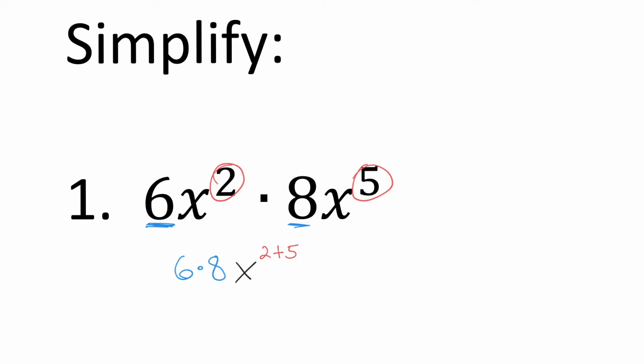So when you guys finish the problem, you multiply 6 times 8. That's going to be 48. Keep the x, and 2 plus 5 is 7. So the answer is 48x to the 7th power.